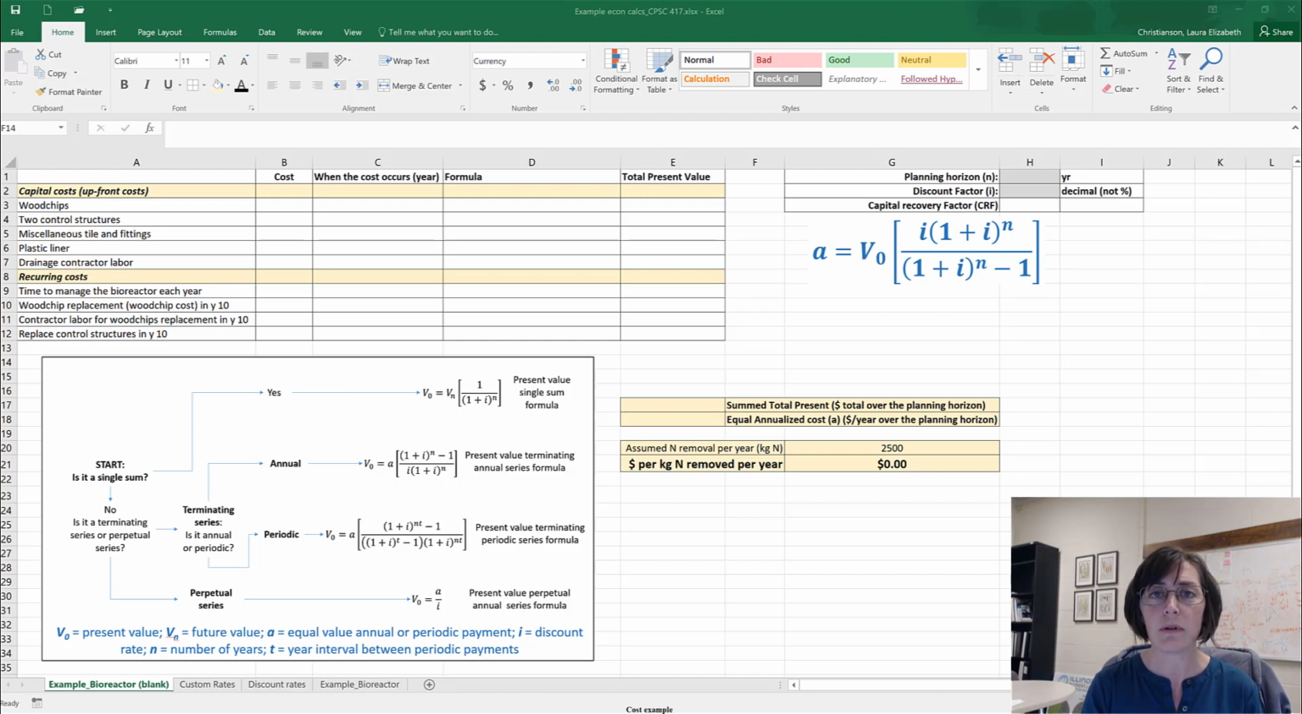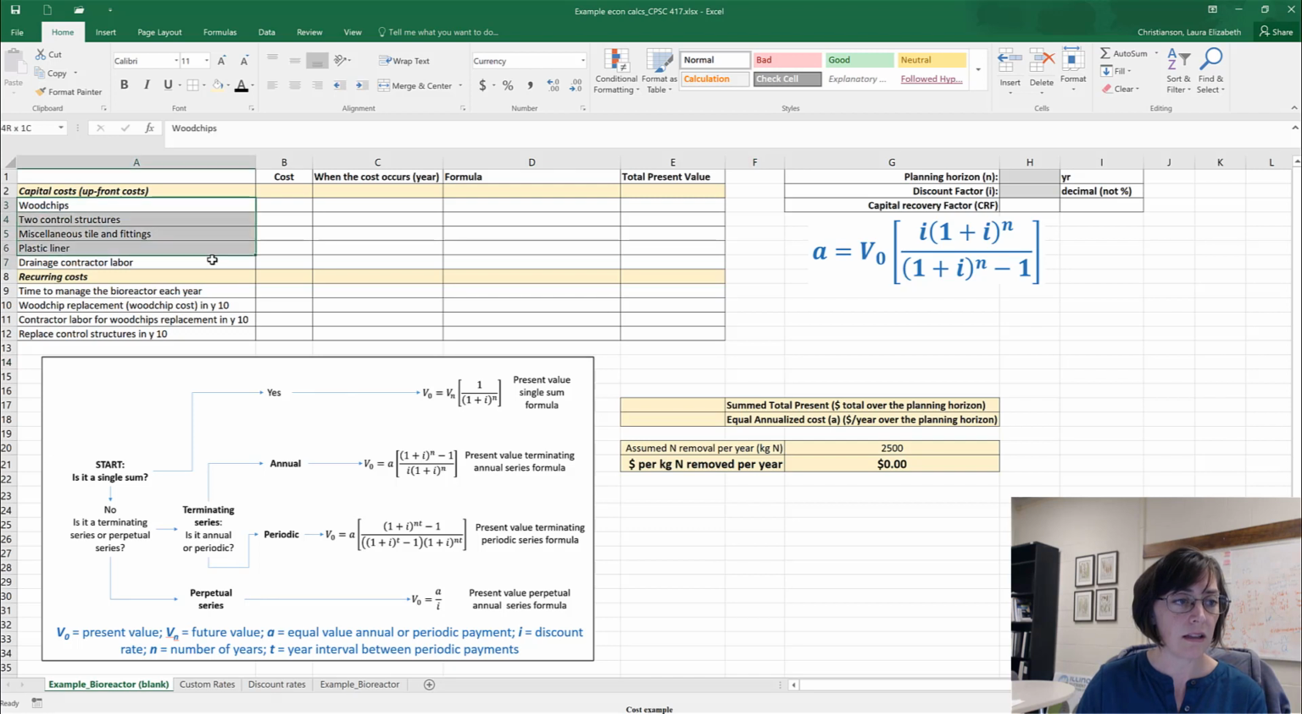And then step 4 is to amortize those costs to get an equal annual cost over the life of that practice or over the planning horizon you're thinking about. So I wanted to do an example with bioreactors just to run through how this process is done. I've already listed some itemized costs here.